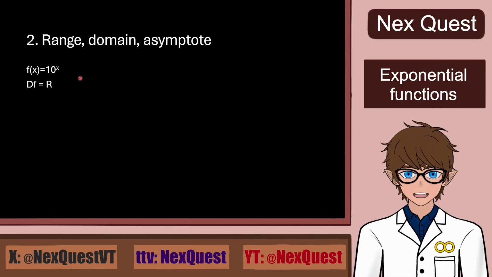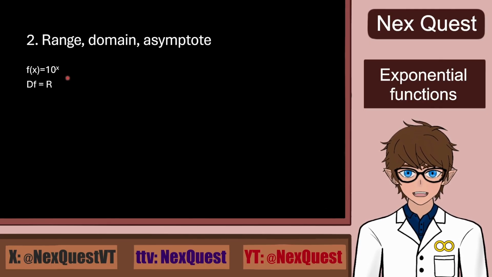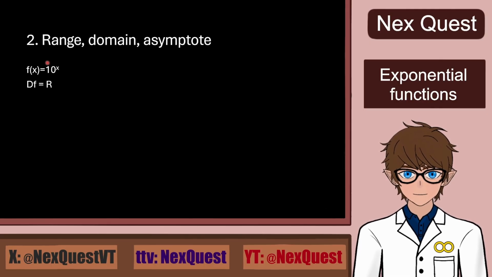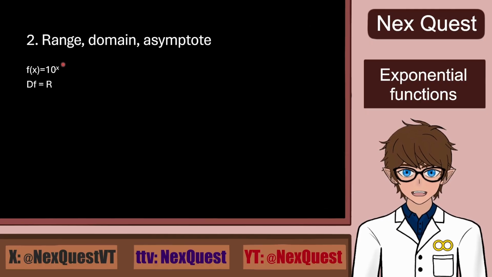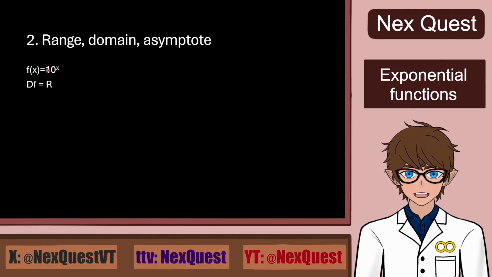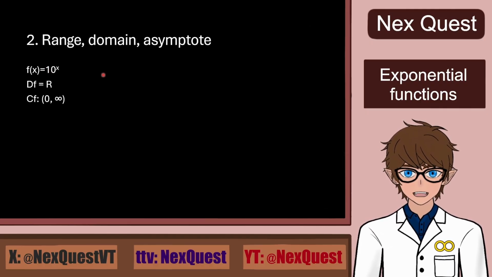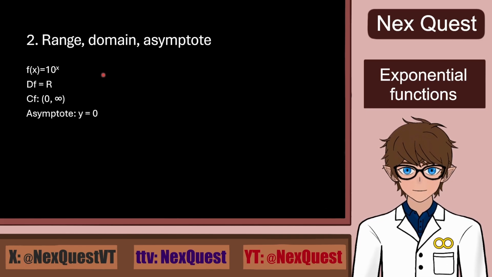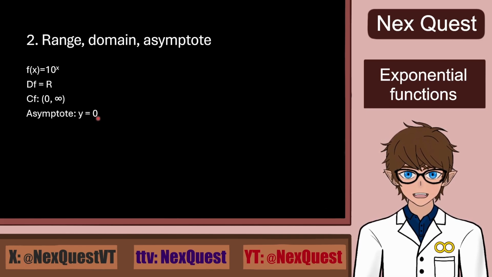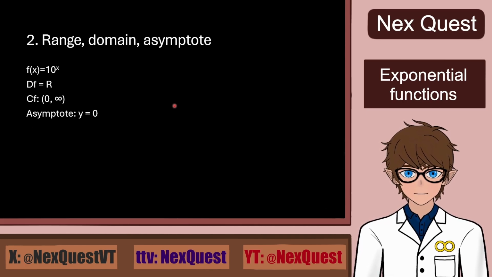Our range will be positive numbers, meaning no negative and no 0, as 0 is never touched by this function. So the y value cannot be 0, meaning that the codomain is 0 to infinity, and y equals 0 is our asymptote, which are the solutions.